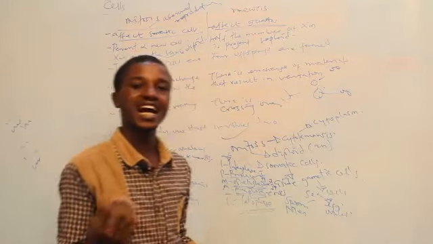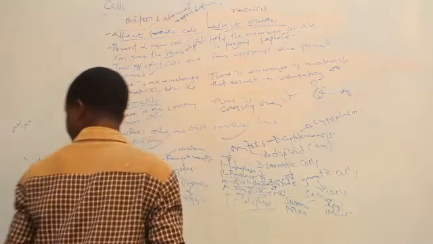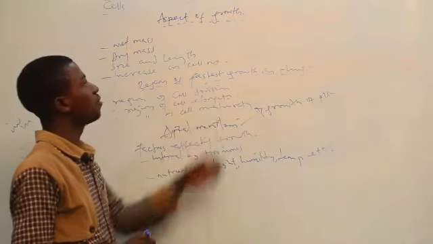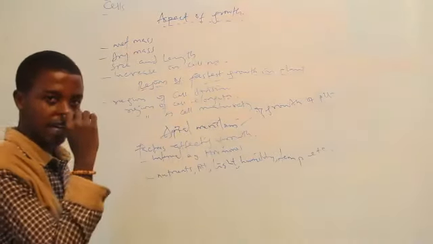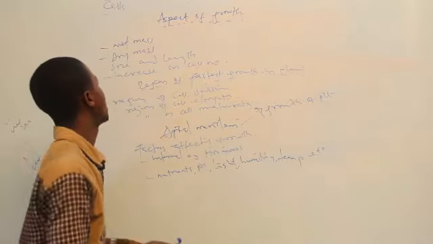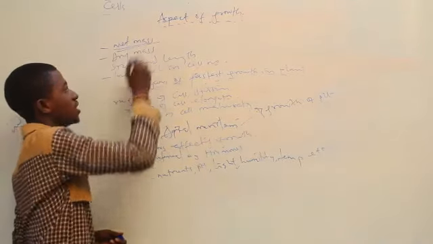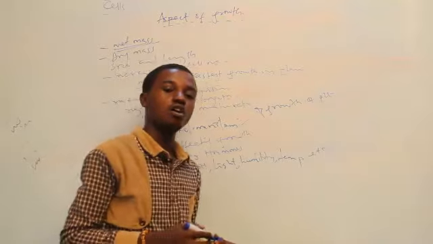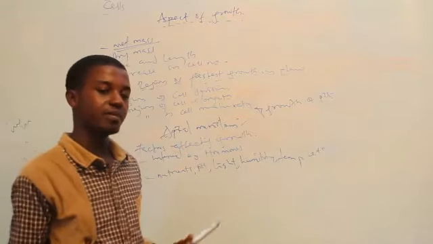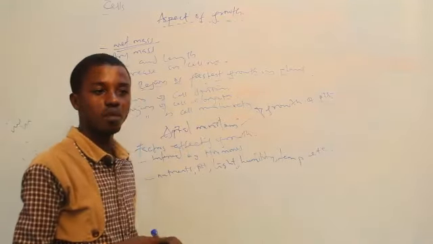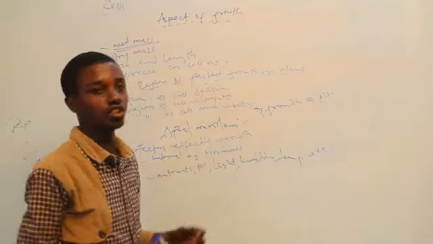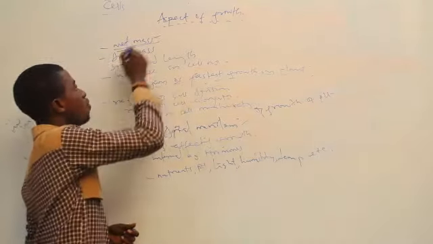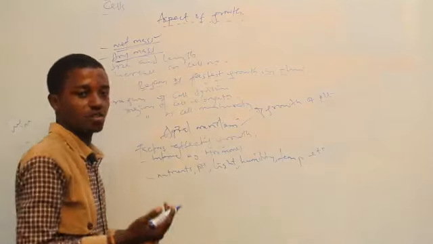So now we're going to be looking at the aspect of growth, the terms that are associated with the aspect of growth. And so we have the wet mass. So this is the mass of a particular cell, the mass of a particular organism under normal condition. Under normal condition, we'll call it the wet mass. And we have the dry mass. This is the original mass of the organism.